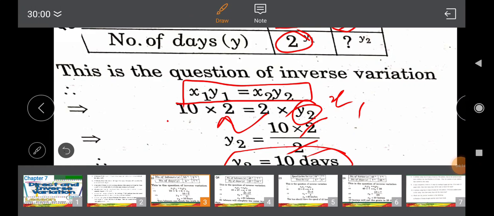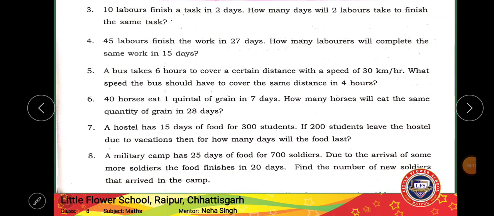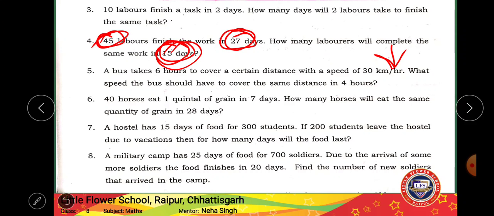Now let us move on to the next question. 45 laborers finished the work in 27 days. How many laborers will complete the same work in 15 days? See, from 27 days to 15 days, the number of days is decreasing. Here we have 2 quantities, laborers and days. So we will increase the number of laborers. The number of days is decreasing, means the work has to be finished faster.